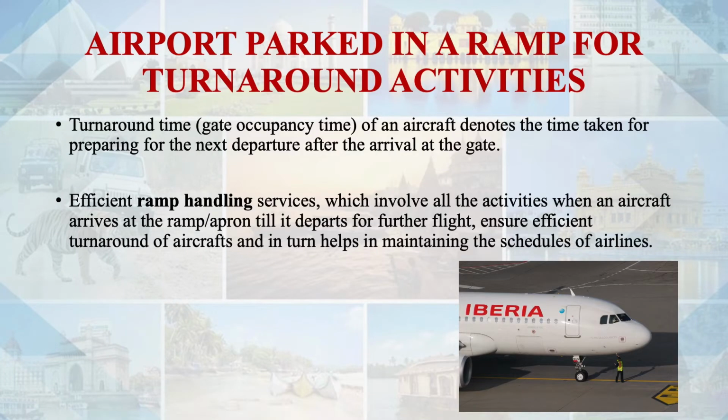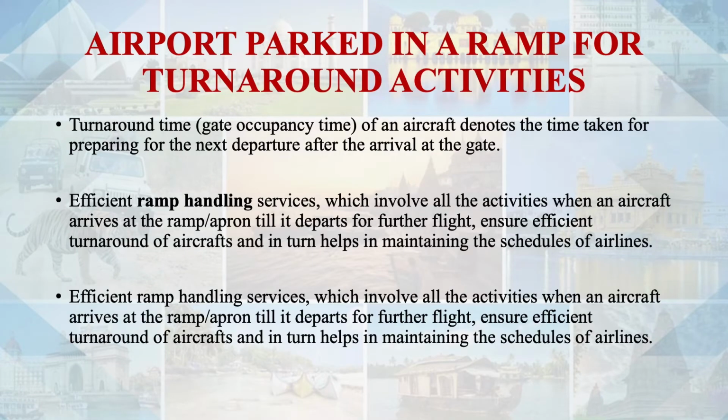Then efficient ramp handling. Ramp handling represents all the kinds of ground handling activities that are there when the aircraft is on the ramp, on the apron. It involves all the activities from when an aircraft arrives at the ramp or apron till it departs for the flight, and they ensure efficient turnaround of aircraft and in turn help in maintaining the schedules of airlines. So this has a lot of significance for an airline, because the airline has to ensure that the services are undertaken punctually. So ground handling activities and turnaround activities have to be efficient and they have to be time bound as well. It is very important.